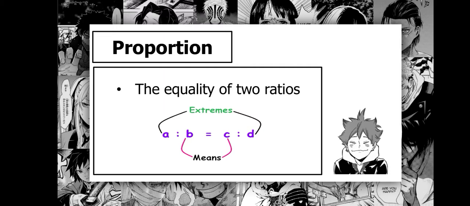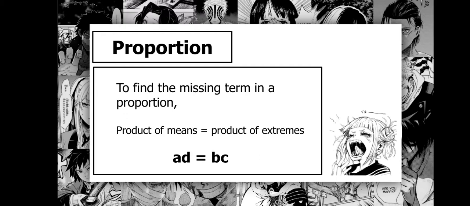It can be written in two ways: as two equal fractions, A over B is equal to C over D, or using a colon, A is to B is equal to C is to D. A proportion is the equality of two ratios. As we can see here, the product of A and D are called extremes, and the product of the inner terms B and C are called means. If we are looking for the missing term of a proportion, we have to equate the product of the means and the product of the extremes. So in simple terms, we have A times D is equal to B times C.